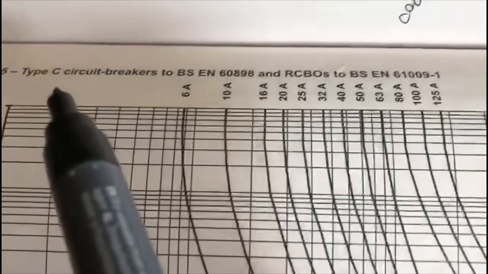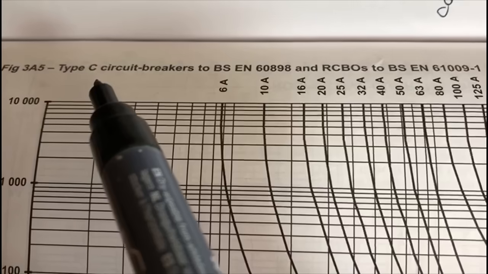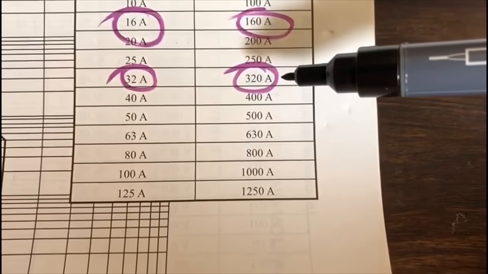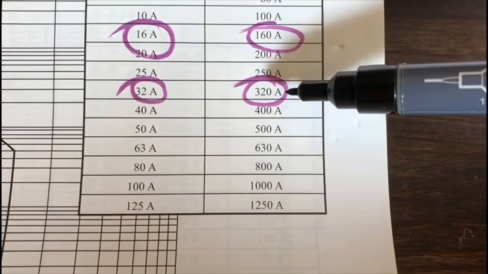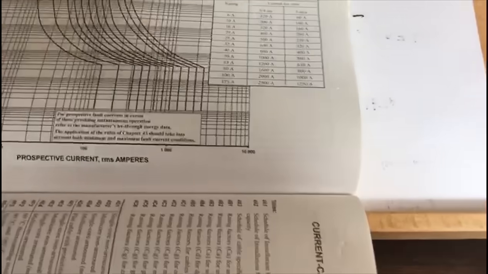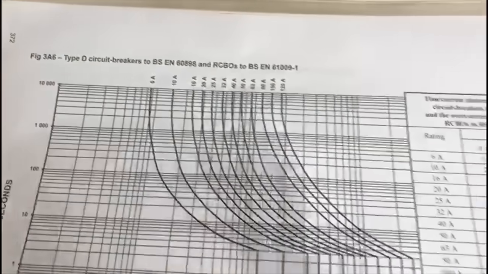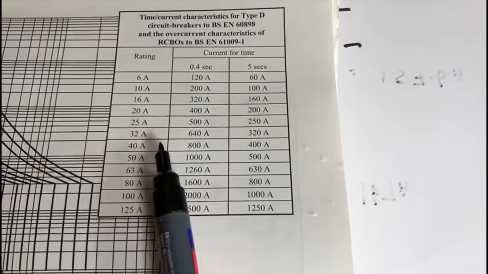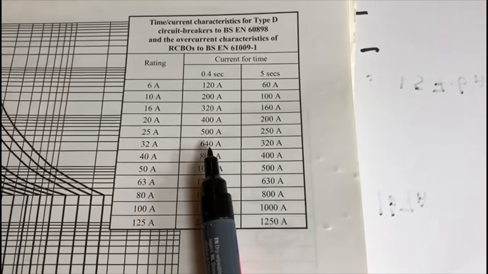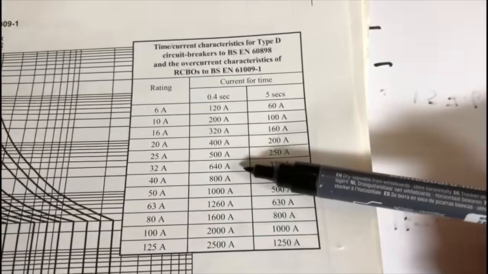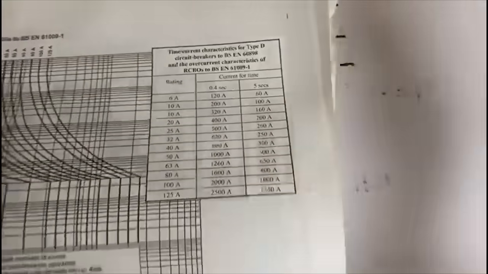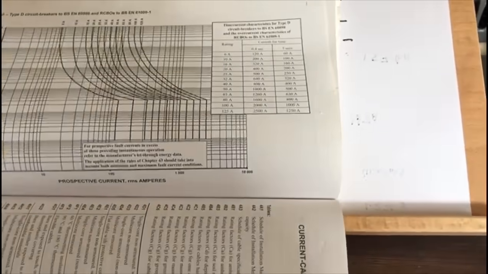This time we're going to go to the next page where it talks about C-types, and again it says here 32 amps at 320 amps. And if we turn over to the next page, which then concentrates on the D-type circuit breakers, if we come here, the 32 amp, 0.4 seconds, let's just concentrate on that one, 0.4 seconds, 640 amps. So that's basically Ohm's law explained there.